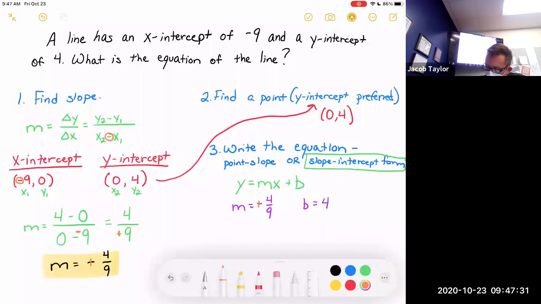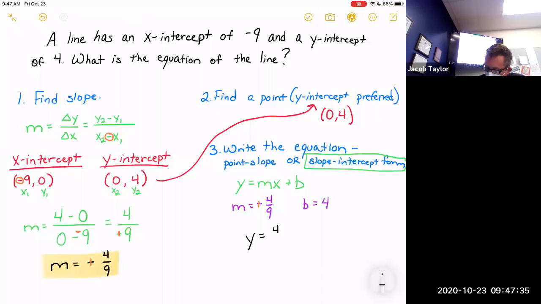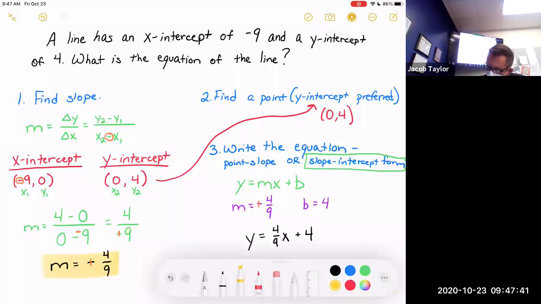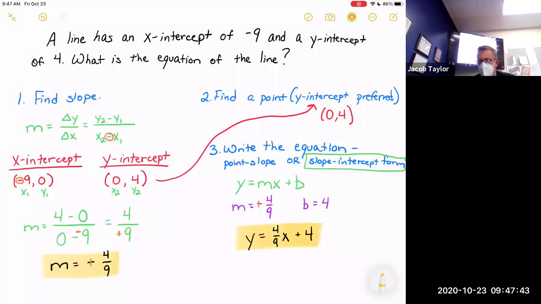Positive 4/9. So the answer is y equals 4/9 x plus 4. You gotta watch me. I mess up all the time. I just skimmed over it. I just make mistakes all the time. You gotta be on the lookout for all my mistakes.